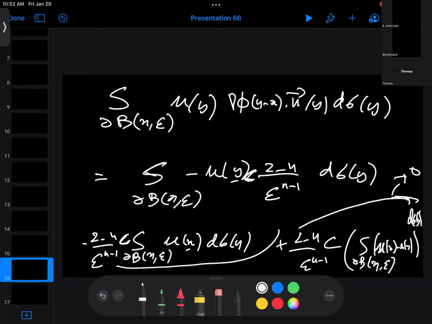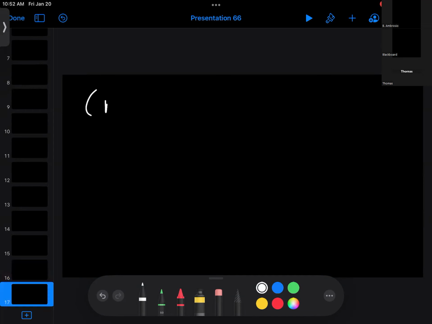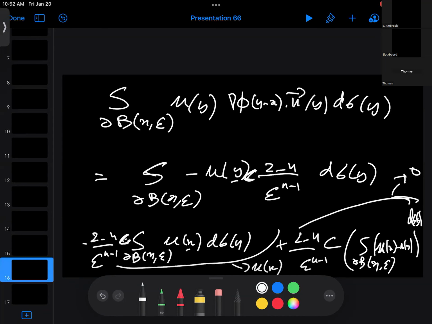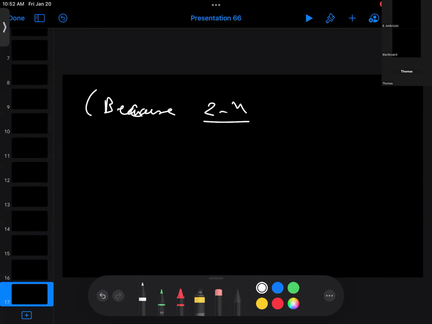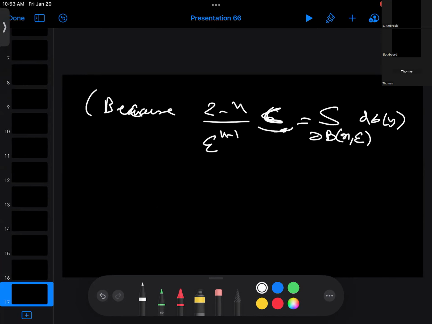And this is converging to u of x, because u of x I can take it out. And this constant is the normalization, chosen such that this goes to u of x, because (2 minus n) epsilon to the n minus 1 times sigma is a constant. In fact, this is equal to the integral over the boundary of B(x, epsilon) of dσ(y). Okay, that's how we chose the constant when I took the normalization.